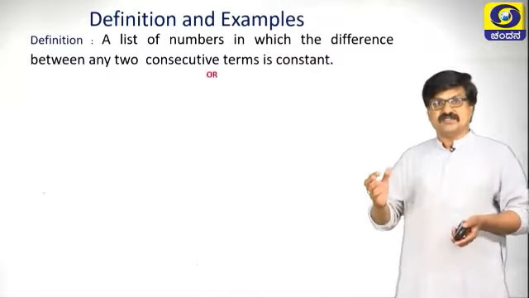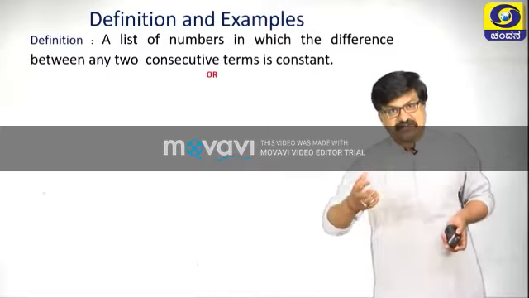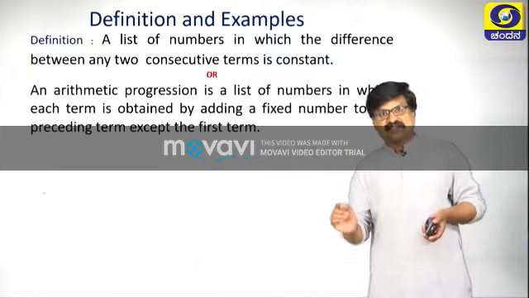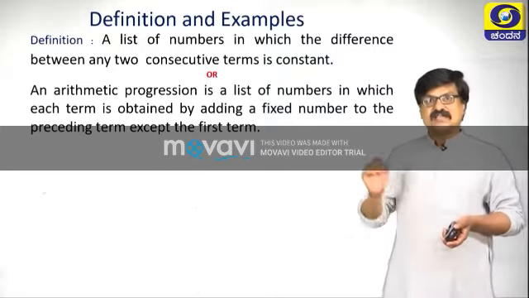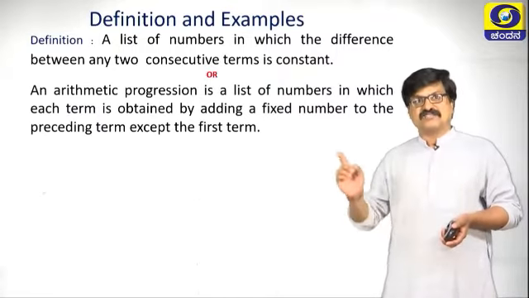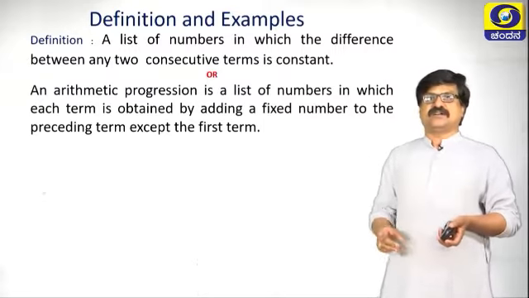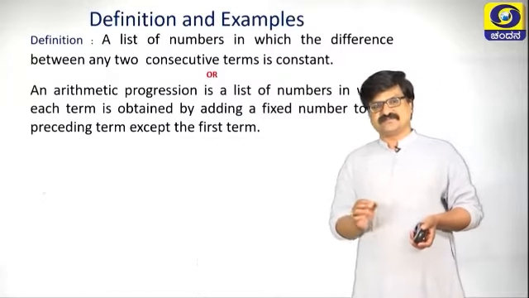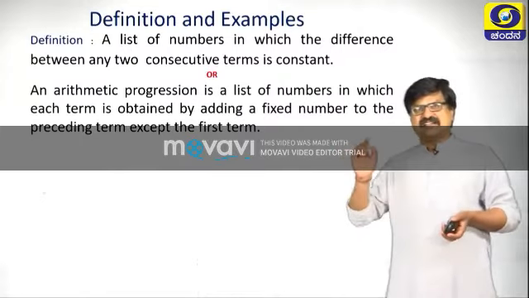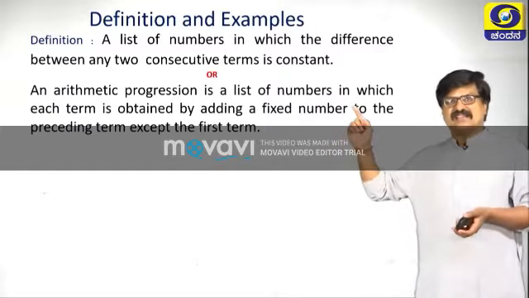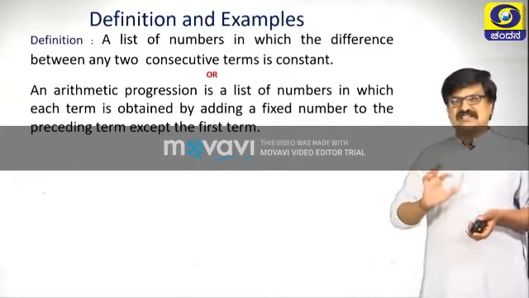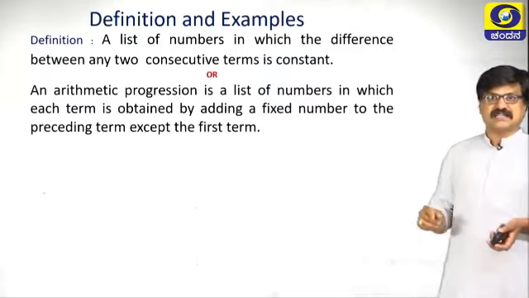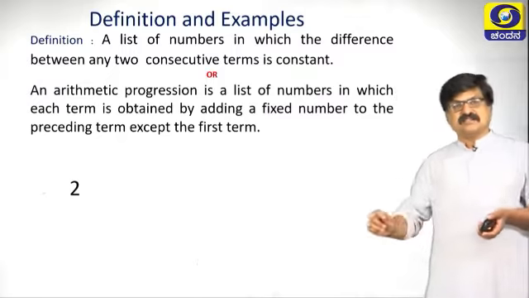I think we can define this AP in another form also. Let us see here, an arithmetic progression is a list of numbers in which each term is obtained by adding a fixed number to the preceding term except the first term. I think just by reading this definition we may get some kind of confusion. To avoid that confusion, let us see the example here.